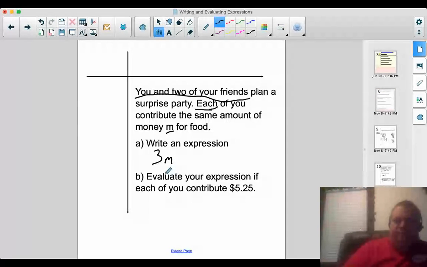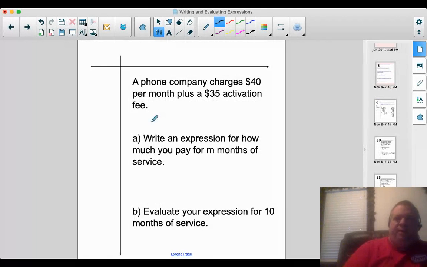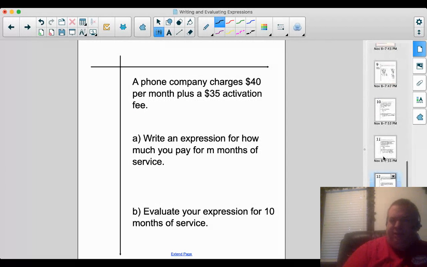Evaluate your expression if each of you contributes $5.25. So here we're given the amount each person contributes. So that's what M stands for. So I just replace the M with 5.25 and multiply that out. I would get $15.75. All right, let's try another one. I think this is our last one. Yep. All right, so last one.